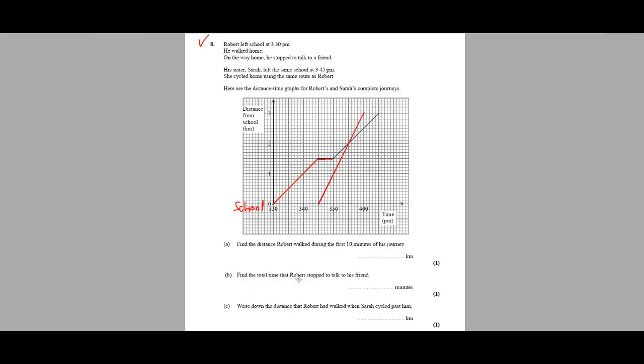Find the total time that Robert stopped to talk to his friend. So he stopped over here till this. So 3:45 to 5 minutes. He stopped for 5 minutes. Write down the distance that Robert had walked when Sarah cycled past him. So 2 kilometers. Yes, they both cross over here. So Robert has covered 2 kilometers distance at that time. Okay.